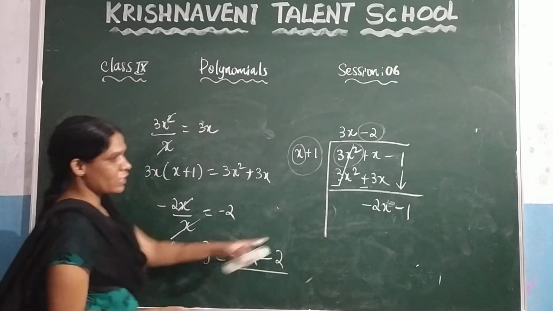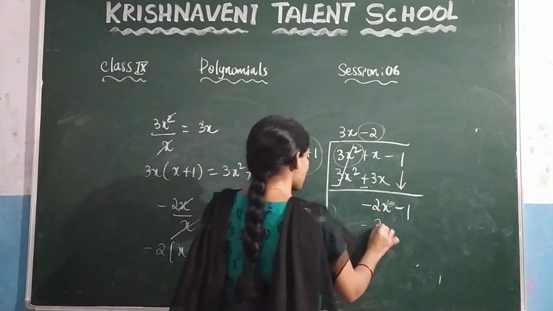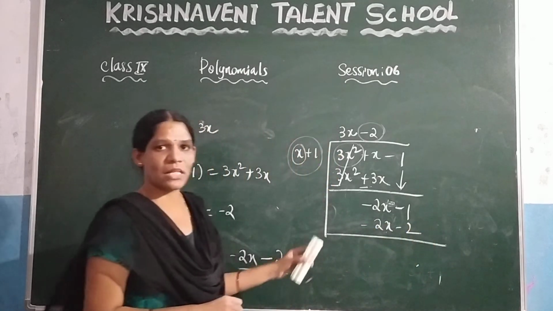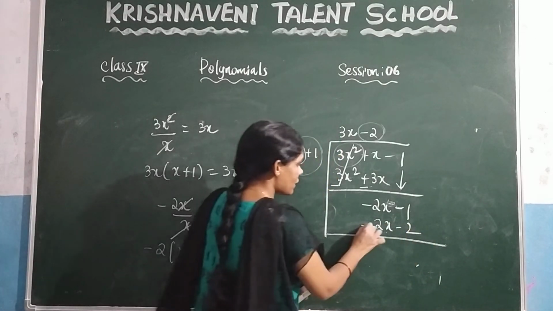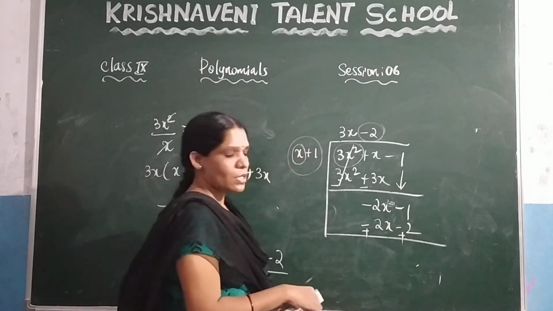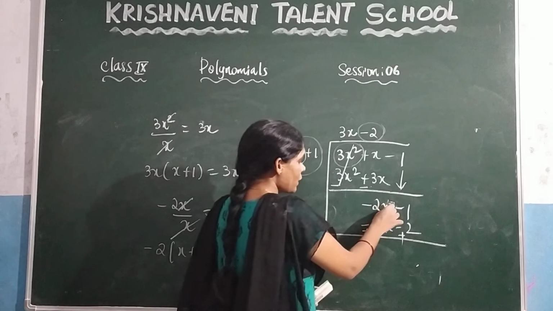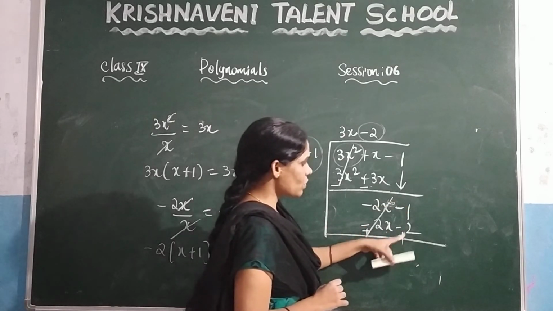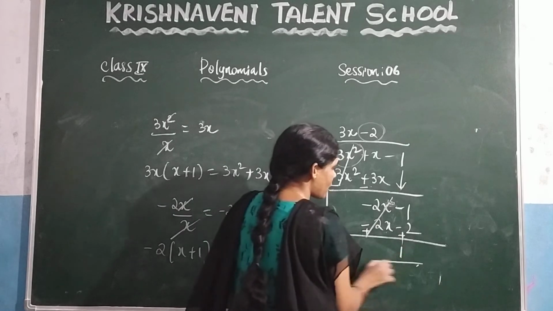Now write this one here. So write it: minus 2x minus 2. What is our next step? You need to change the symbols. Since minus is there, we keep it here plus. Minus is there, keep it here plus. So here minus 2x and plus 2x will get cancelled, and you will get here plus 2 minus 1, which is minus 1.